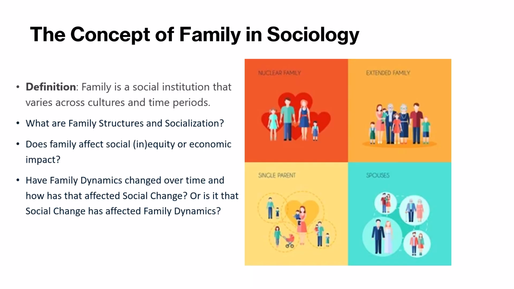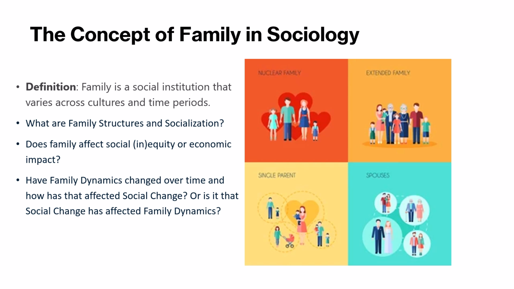The concept of family in sociology is enormous. The simplest definition we have is that a family is a social institution that varies across cultures and time periods. What sociologists look at are, what are family structures and socializations? Does family affect social equity or inequity or economic impact? Have family dynamics changed over time? And how has that affected social change? Or is it that social change has affected family dynamics?